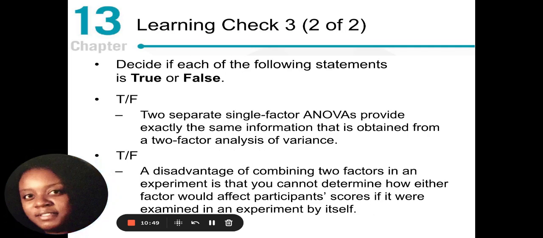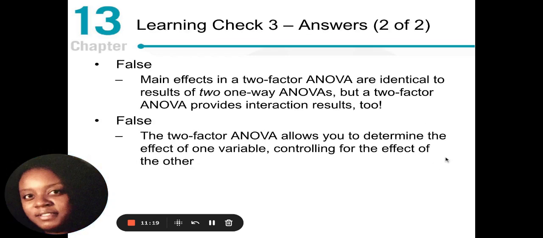And let's try a true false. Two separate single-factor ANOVAs provide exactly the same information as obtained from a two-factor analysis of variance. And a disadvantage of combining two factors in an experiment is that you cannot determine how either factor would affect participant scores if they were examined in an experiment by itself. So take a few moments and think about both of those choices. And the correct answer is going to be false and false.